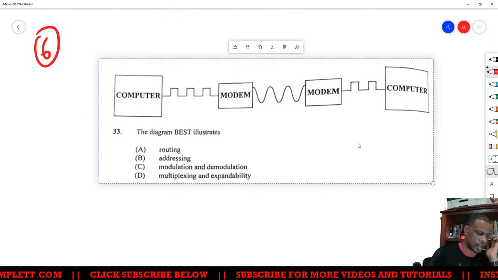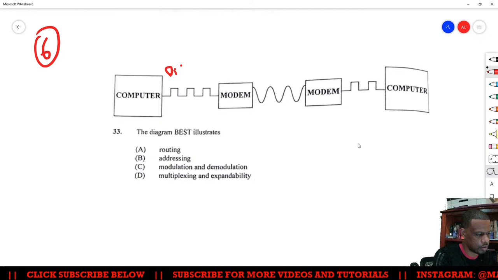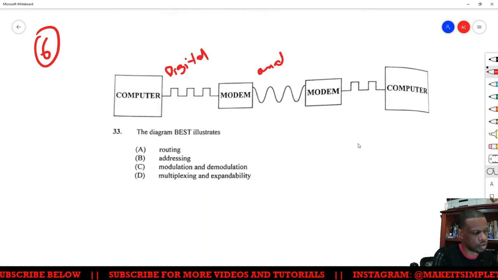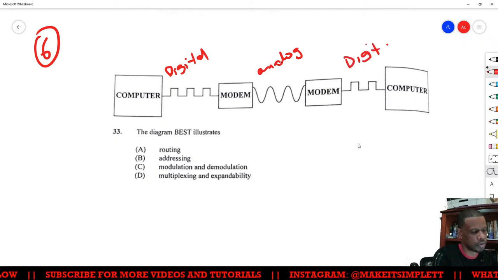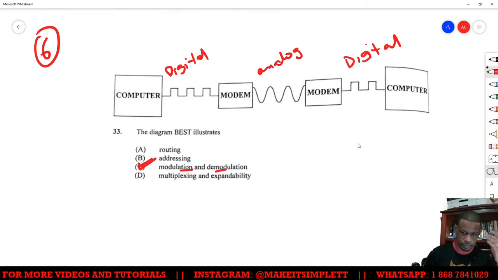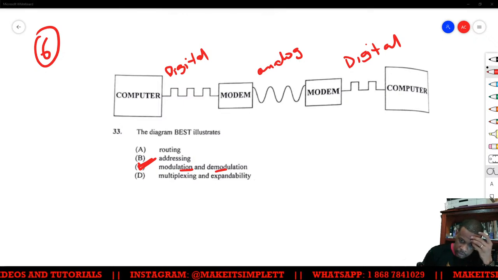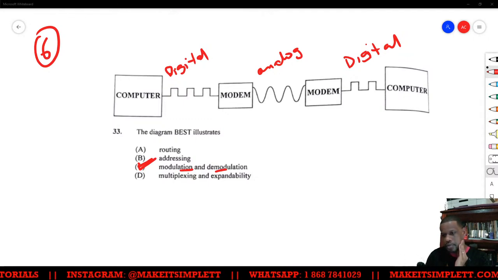Alright, the diagram here best illustrates, right? If you're going from digital to analog, back to digital, what you are doing is modulating and demodulating. So your answer will be C, right? Cake. Lots of cake. Yeah, module 3 in COMSA unit 2 is usually cake.